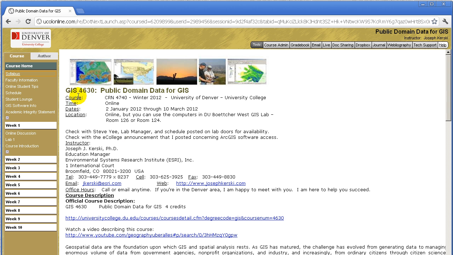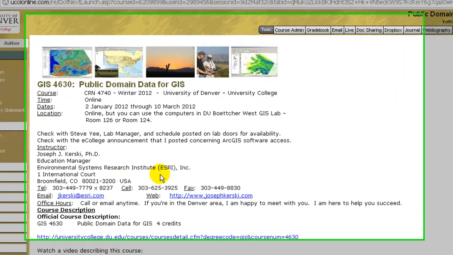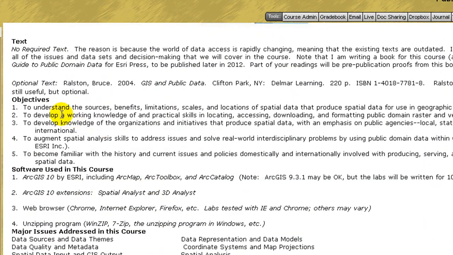this particular course, GIS 4630 at the University of Denver, is called Public Domain Data for GIS. The objectives are to understand the sources, benefits, limitations, scales, and locations of spatial data that produce spatial data for use in geographic information systems. 2. To develop a working knowledge of and practical skills in locating, accessing, downloading, and formatting public domain raster and vector data. 3. To develop knowledge of the organizations and initiatives that produce spatial data with an emphasis on public agencies, local, state, federal, tribal, and international.